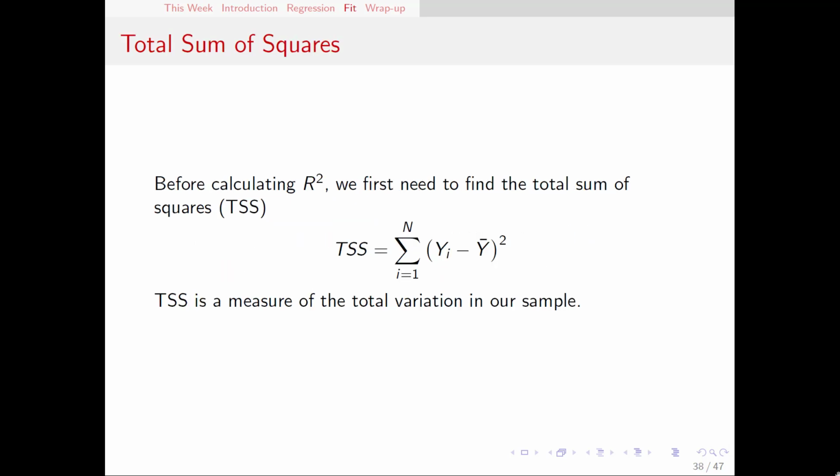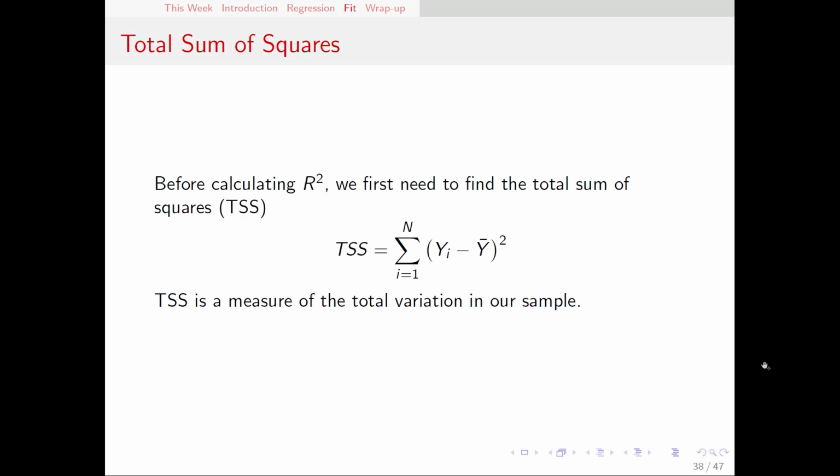Let's start out by actually trying to calculate R-squared. To do that, we're going to need to think about some other concepts first. First of those is called the total sum of squares. To calculate total sum of squares, we take each of our individual y's and subtract the average y, square those, and add those all up. What this gives us is a measure of the total variation in our sample. Yi minus y bar is how far each individual y differs from the average. We square all of those differences, add them up.